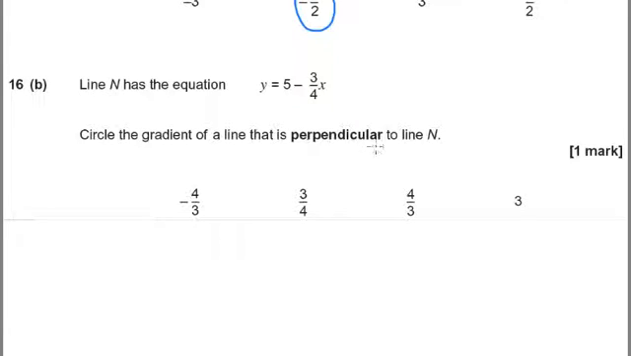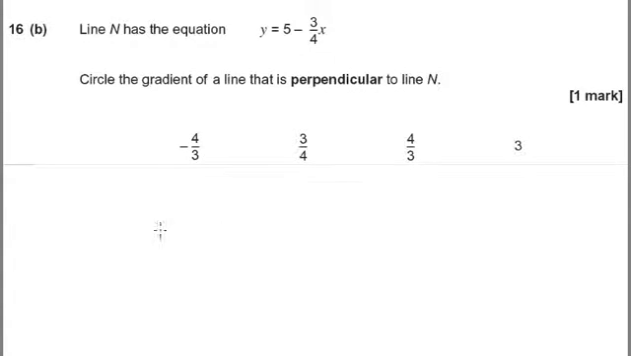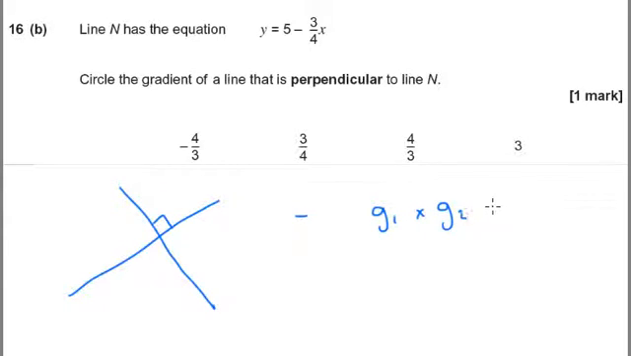16b is testing if we know, when lines are perpendicular, what happens to their gradients. So perpendicular means that lines meet at right angles. And there's a special rule for lines that meet at right angles. Their gradients always times together to equal... So if I've got two gradients, gradient 1 and gradient 2, they always times together to give me minus 1. Okay? That's a special thing that we have to know to be able to do this question.